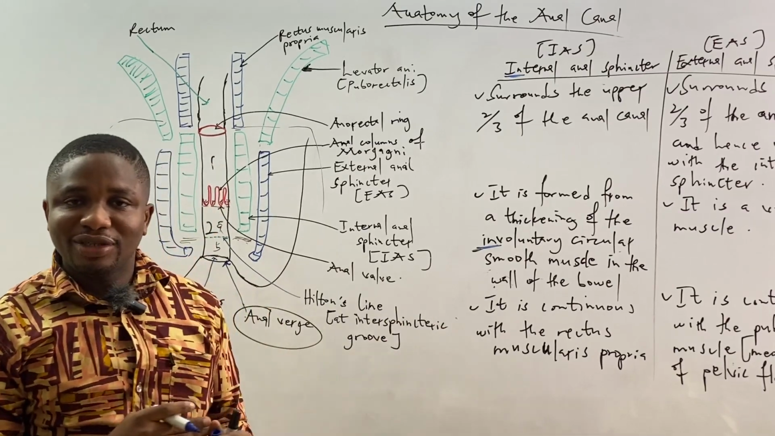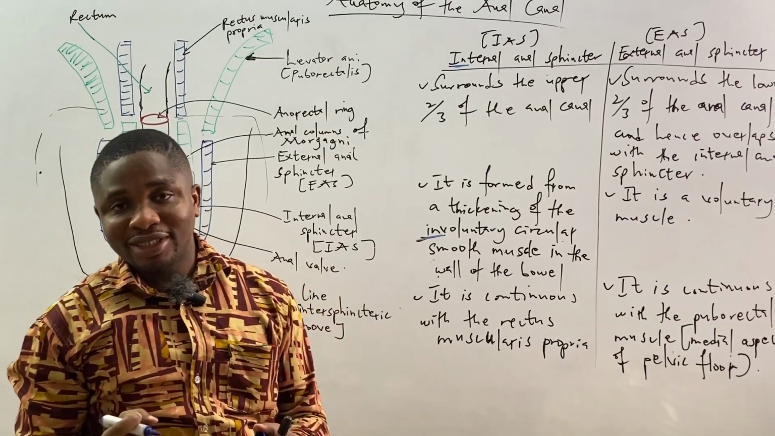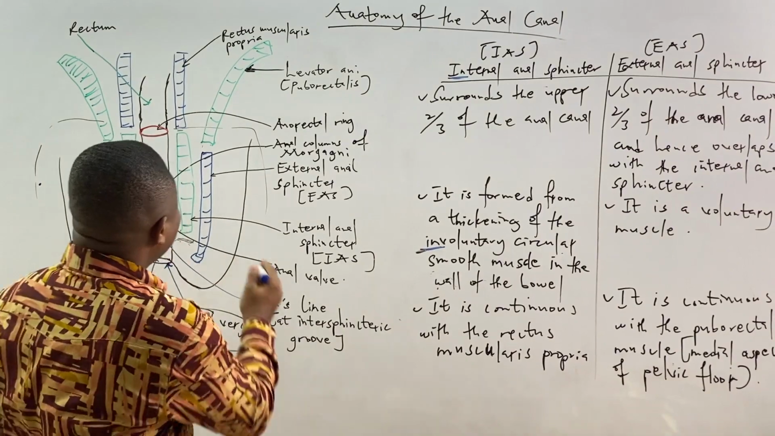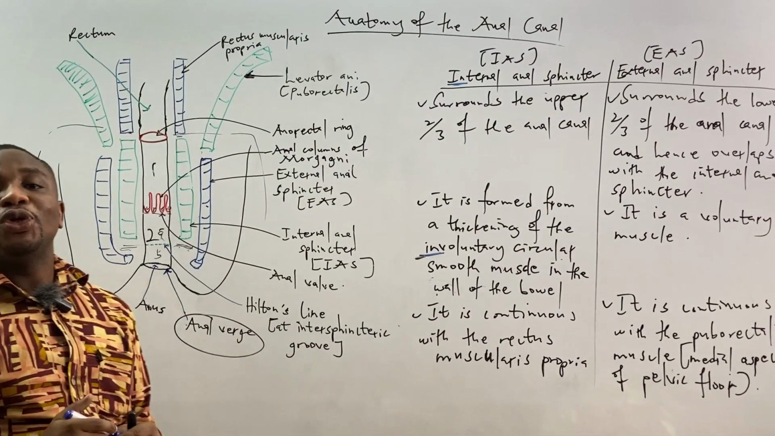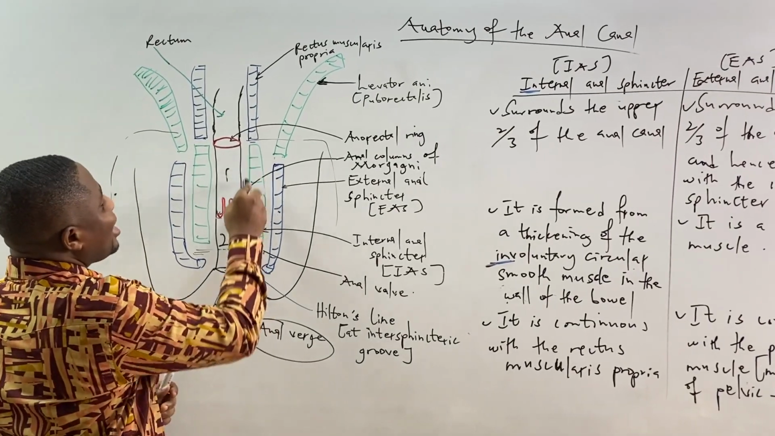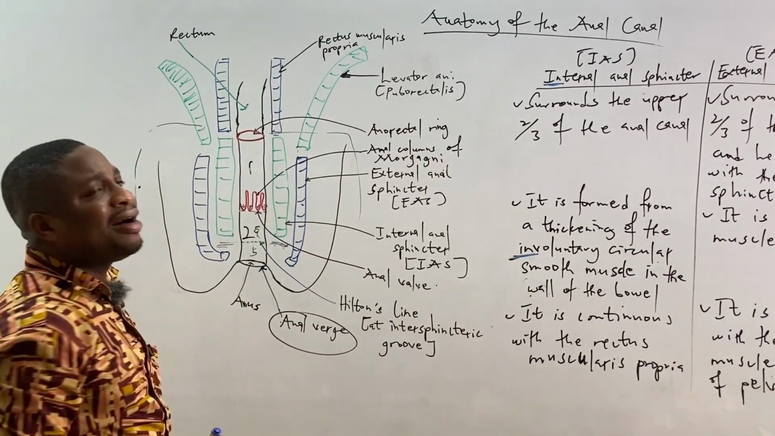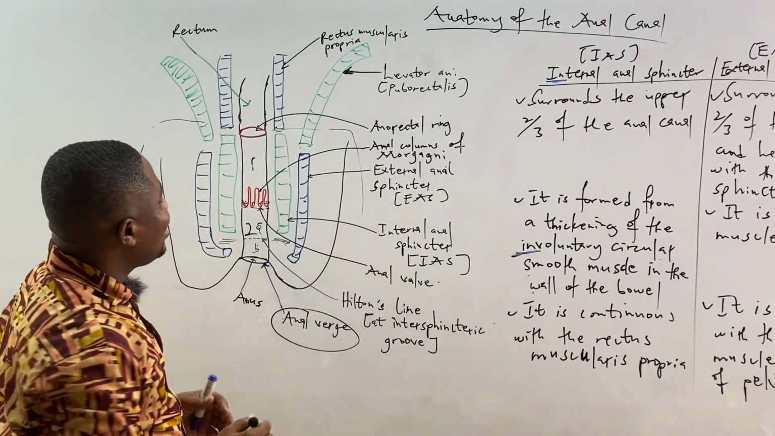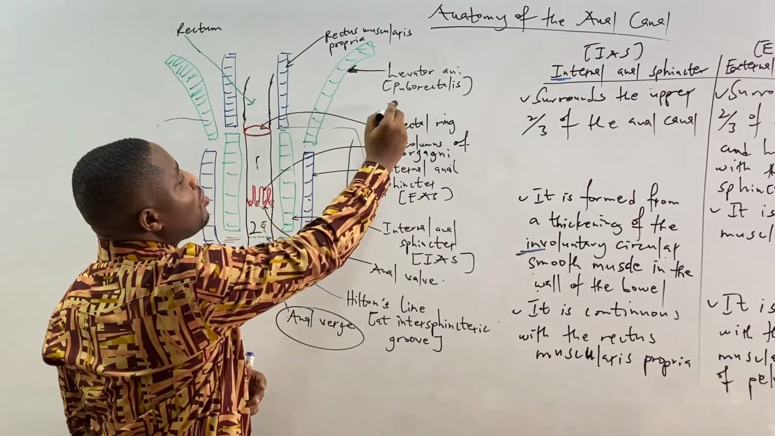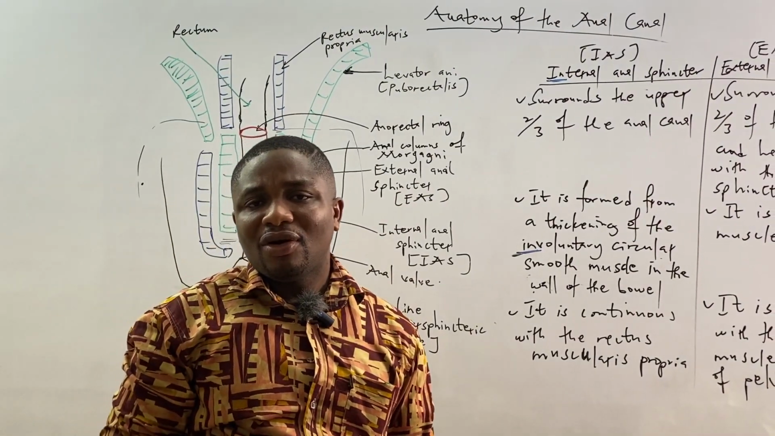So it's an involuntary muscle formed from a thickening of the involuntary circular smooth muscle in the wall of the bowel. But the external anal sphincter is a voluntary muscle. Then again, the internal anal sphincter is continuous with the rectal muscularis propria, lying above it. The external anal sphincter is continuous with the puborectalis, which forms a medial aspect of the pelvic floor.